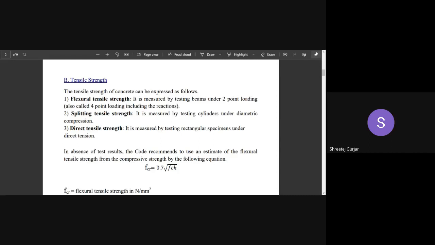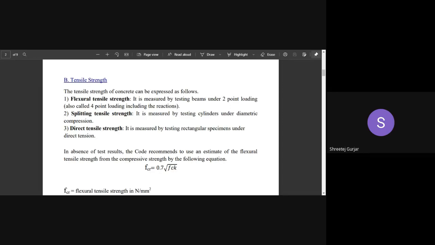It is determined by testing your concrete beams under 2-point loading. Right? You have studied 2-point loading, wherein you have a concrete beam and you put it under 2-point loading, and you put your loads, and your load corresponding to the cracking failure of your beam is your flexural tensile strength, right? The load corresponding to the cracking and failing of your beam is your corresponding flexural tensile strength. So you put your concrete beam under 2-point loading, test it, and determine the flexural tensile strength.